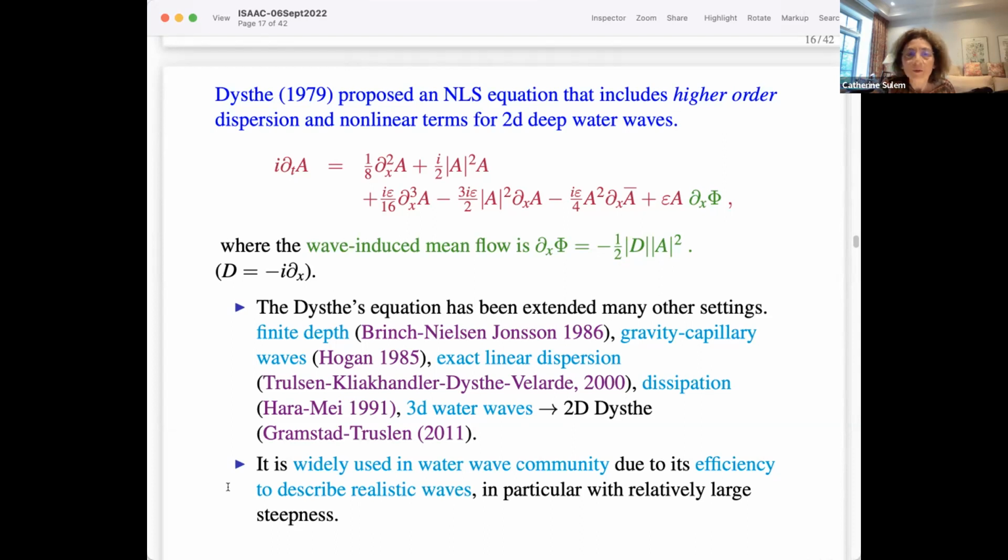And I don't know if I will have time later to show some wave tank experiments, but it has been observed in wave tank experiments that some features of the wave, like the bending of the wave, are not captured by NLS, but are captured by Dysthe.